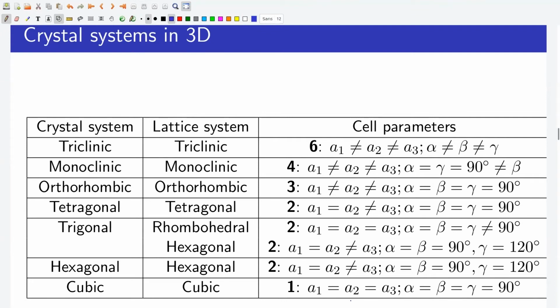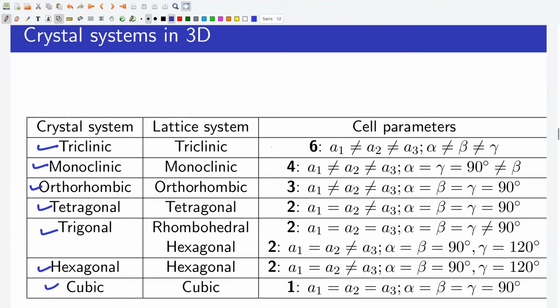In case of 3D, we are not going to derive the lattices, but using the same principle, we can derive them. Here is a list of 7 possible crystal systems in 3D, and the names are triclinic, monoclinic, orthorhombic, tetragonal, trigonal, hexagonal, and cubic.